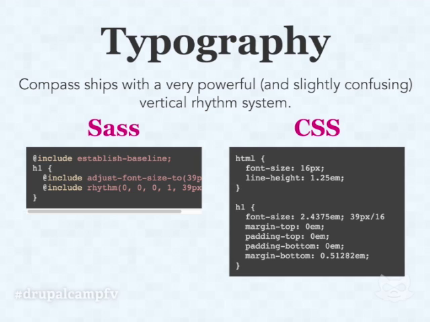Then I'm also using that rhythm mix-in, which does a margin and padding on the object, 0, 0, 0, and 1. So 0 margin top, 0 padding top, 0 padding bottom, and then 1 unit of margin on the bottom based on the 39 pixels size of my header. So you can see where I kept those together. If I don't tell it what to base the units on, it's going to base the unit on the base font size, and in this case, we'll probably make it too small.